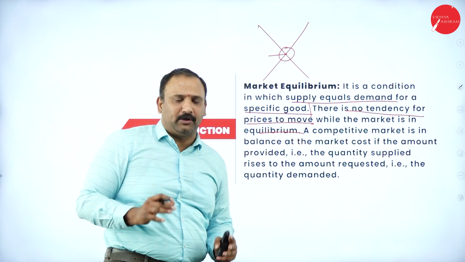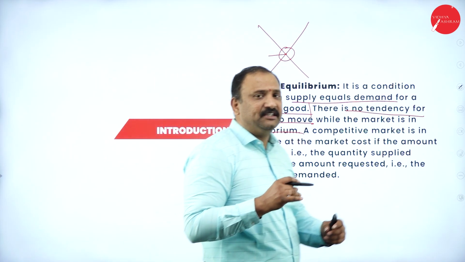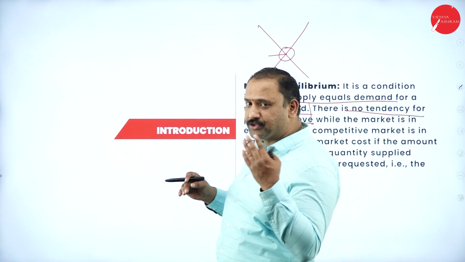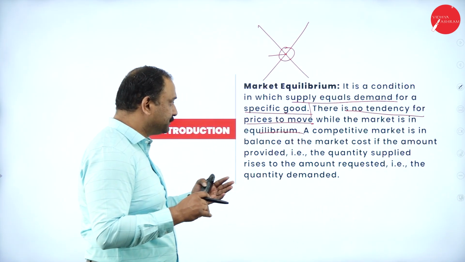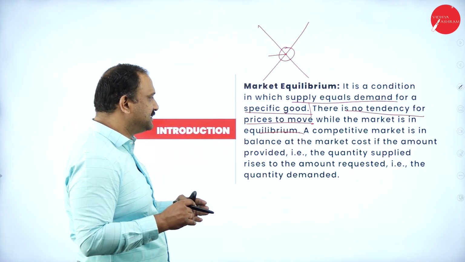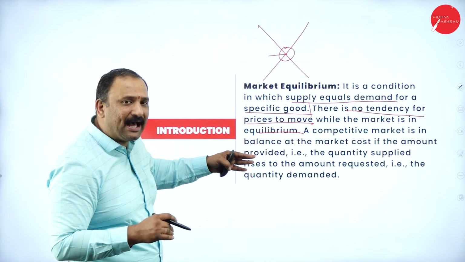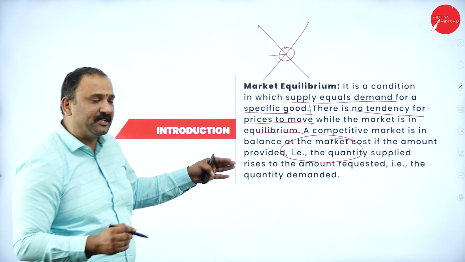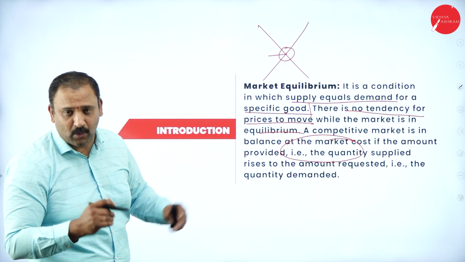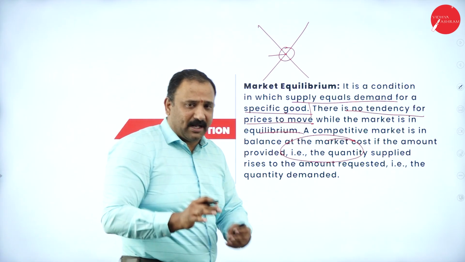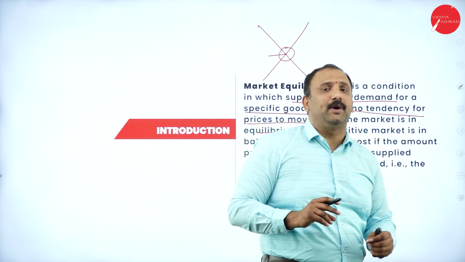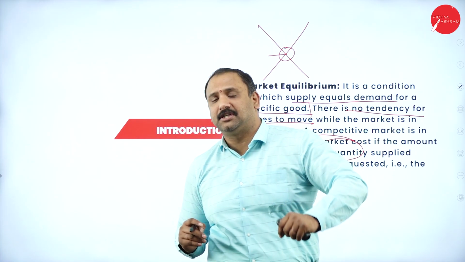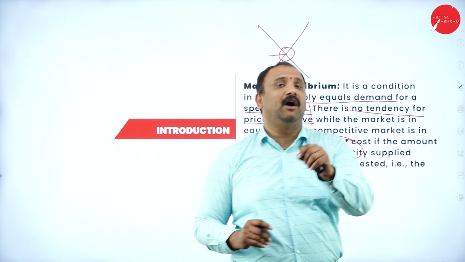Followed by a competitive market. Suppose I talk about a market where the supply and demand curves meet each other, then that would be the most competitive market I'm going to talk about. In that market, the competitive market would balance the market price if the amount provided, that is the quantity supplied, rises to the amount that has been requested, or the quantity demanded. In a normal market, we are talking about a situation where supply and demand will try to adjust to each other so that the price comes to a fixed point.